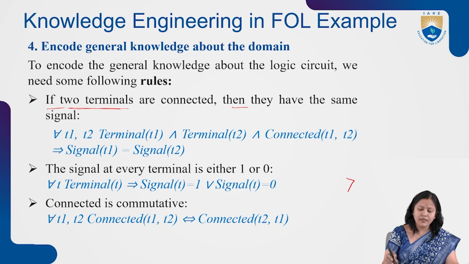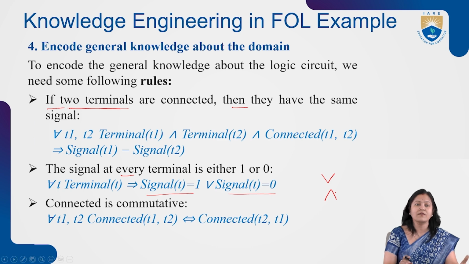The second example is: the signal at every terminal is either 1 or 0. So every terminal is given. For all t, let t be the terminal, so we are defining the variable t. Terminal of t implies signal of t equal to 1 or signal of t equal to 0. Either this value is 1 or this value is 0. So we are using the OR symbol and the AND symbol. You should be acquainted with these before understanding this one.